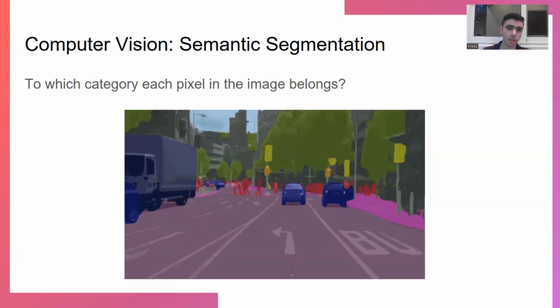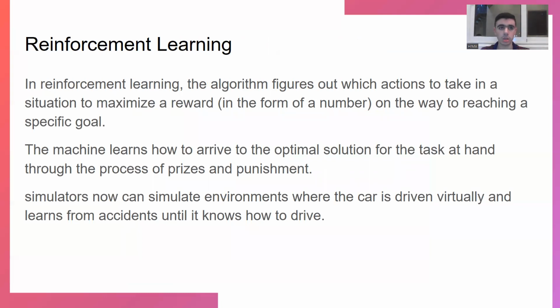Let's take another use case. Let's look at reinforcement learning. In reinforcement learning, the algorithm figures out which actions to take in a situation to maximize a reward in the form of a number on the way to reaching a specific goal. Put another way, the machine learns how to arrive at the optimal solution for the task at hand through the concept of prizes and punishment.